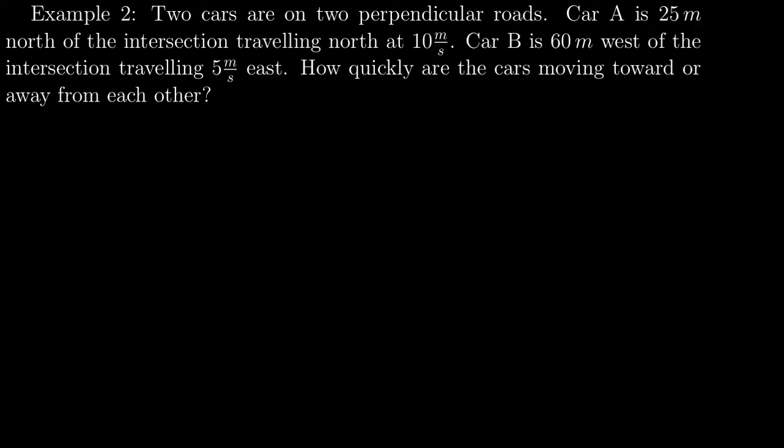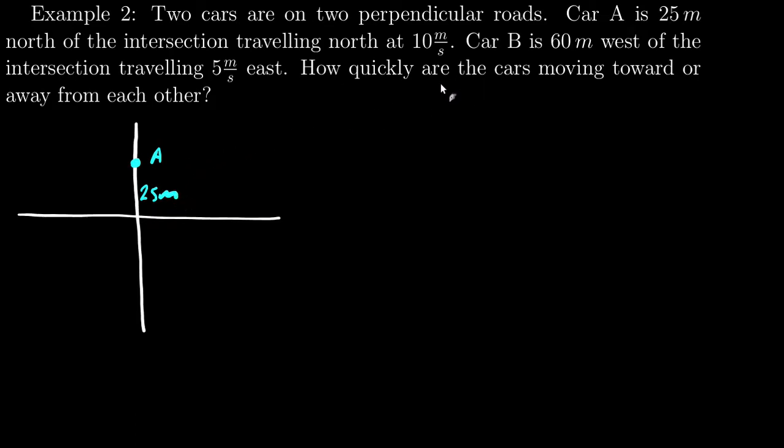Example 2. Two cars are on perpendicular roads. Car A is 25 meters north of the intersection, traveling north at 10 meters per second. Car B is 60 miles west of the intersection, traveling 5 meters per second east. How quickly are the cars moving toward or away from each other? So first, I'll draw the roads. So we have two perpendicular roads. I have my two cars. So car A is 25 meters north. So that's an A. 25 meters.